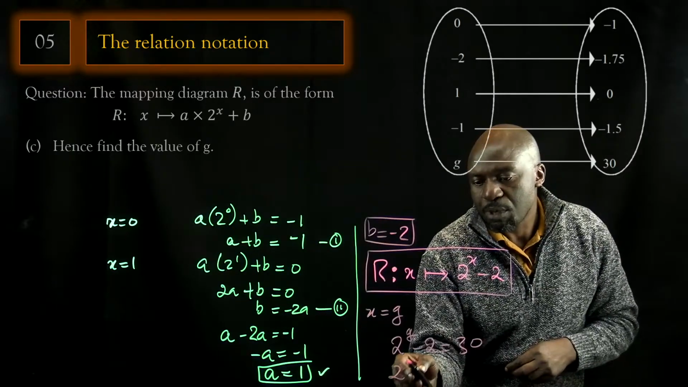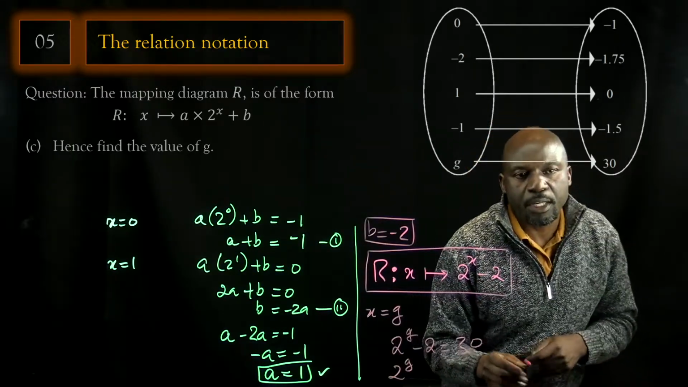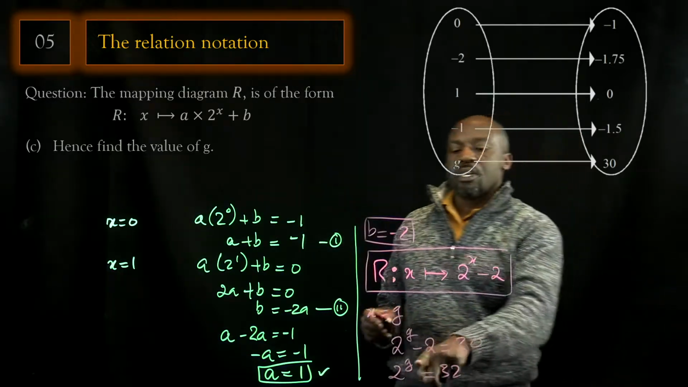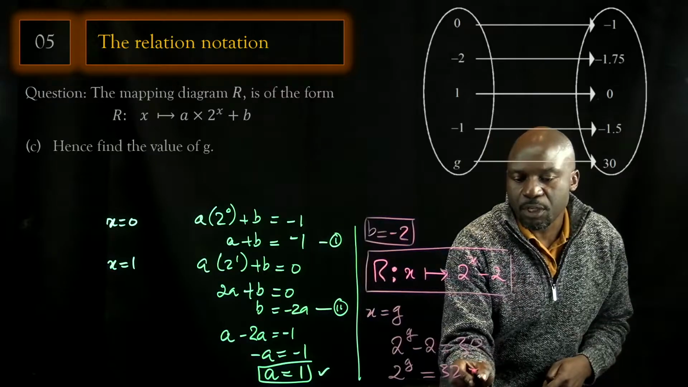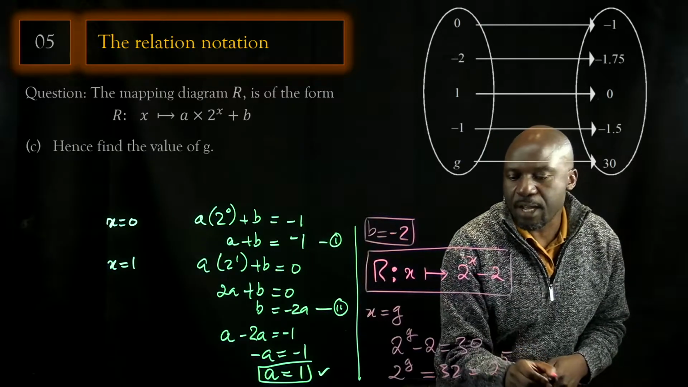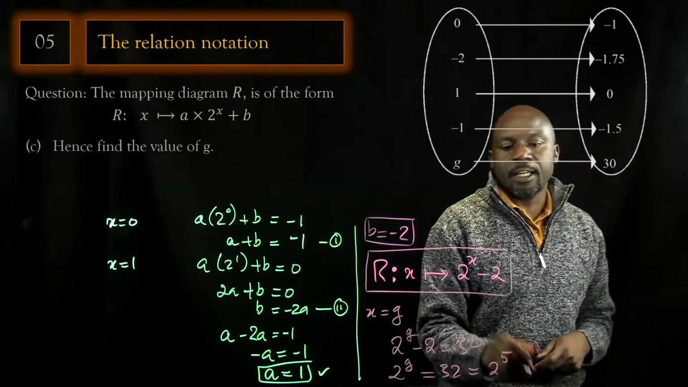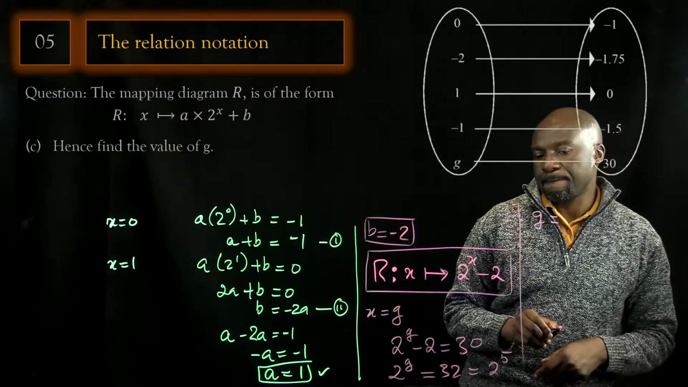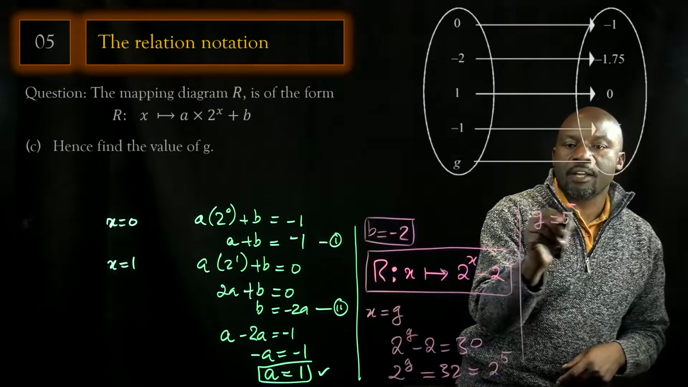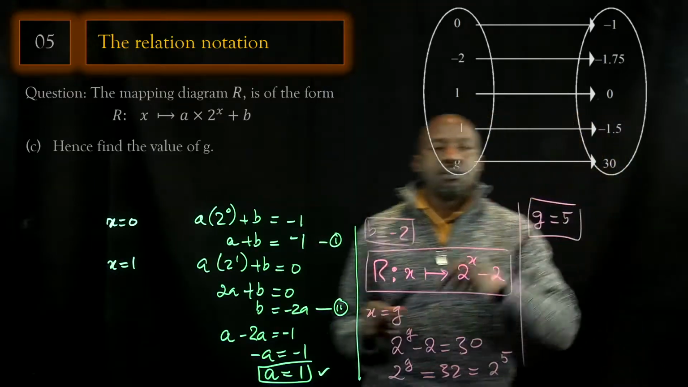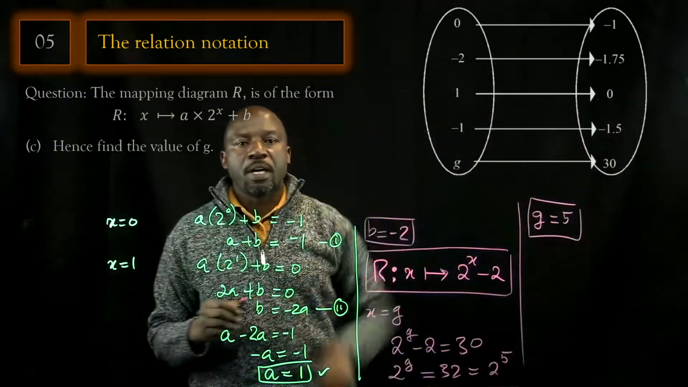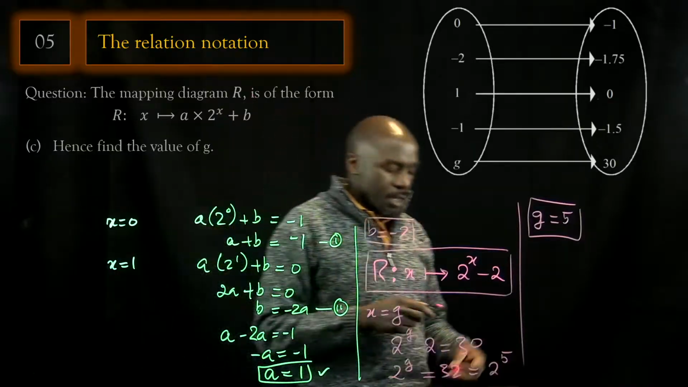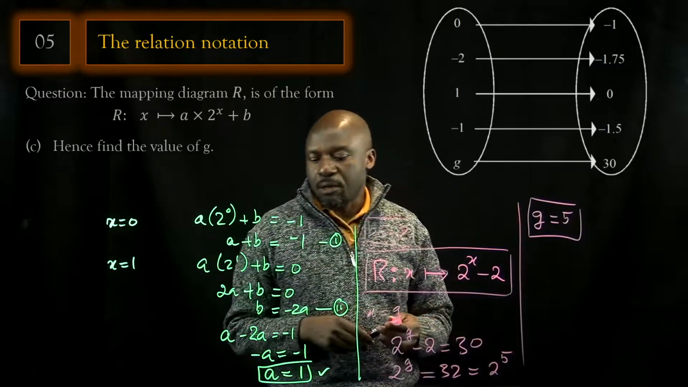So 2 power g, can you still see? Yes. So 2 power g must be 32. What number is that? This must be 2 to the power of 5. And so, clearly, your value of g has to be 5. And now that you know the value of g, you can put it back into the original question that was asking you to write the domain and the range of the relation.